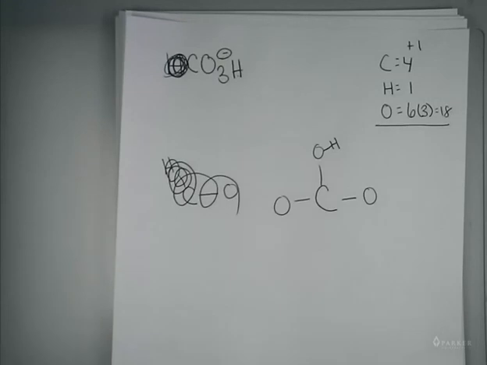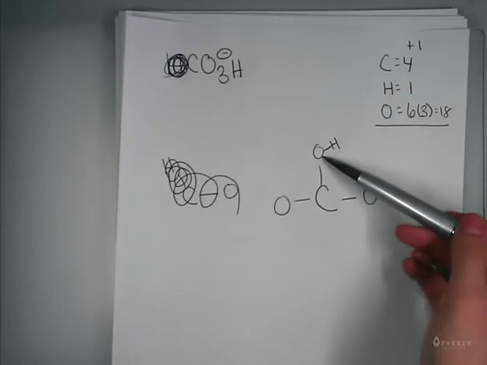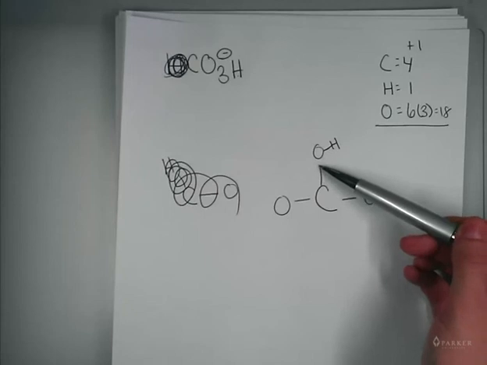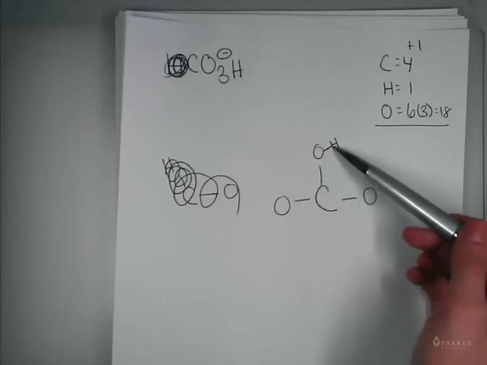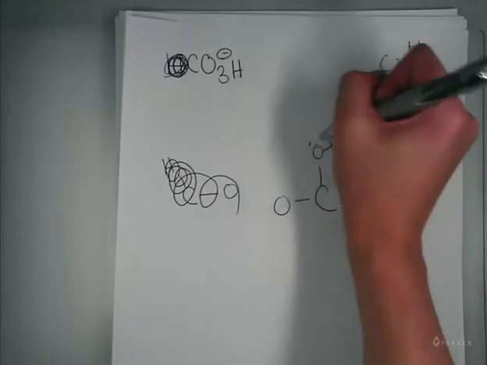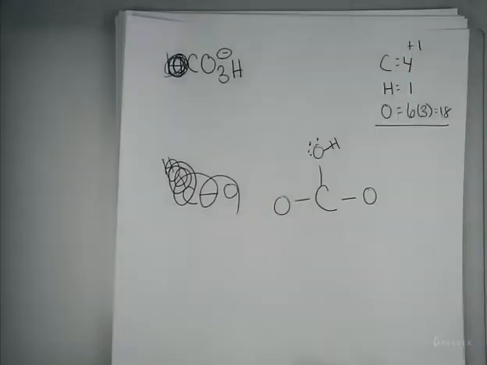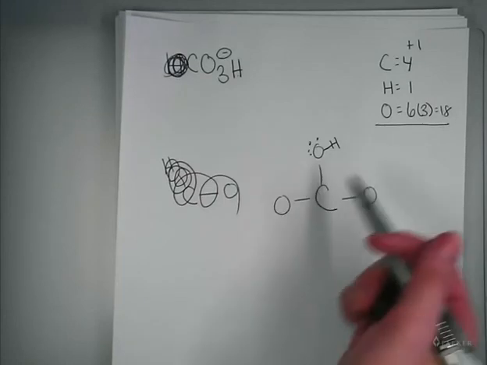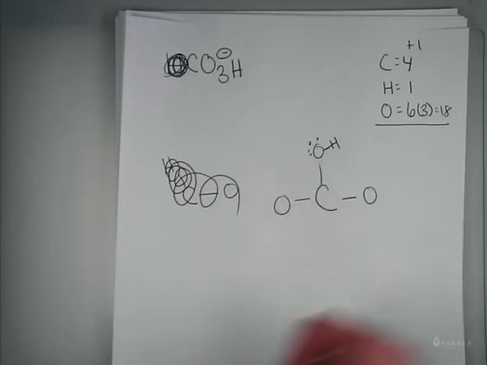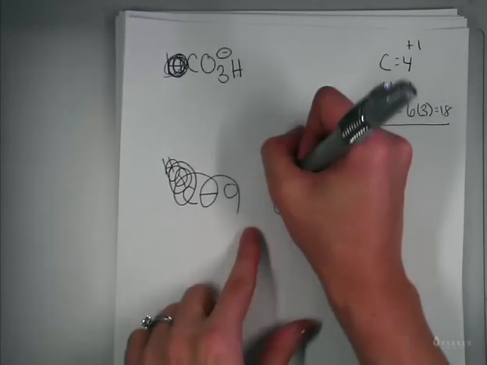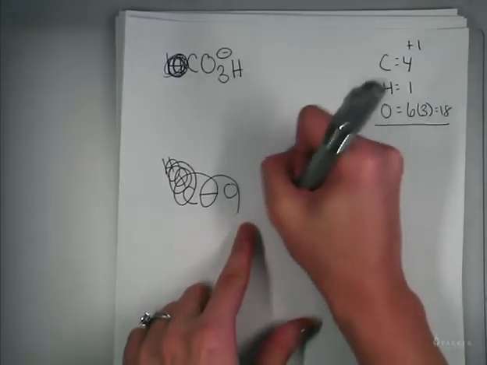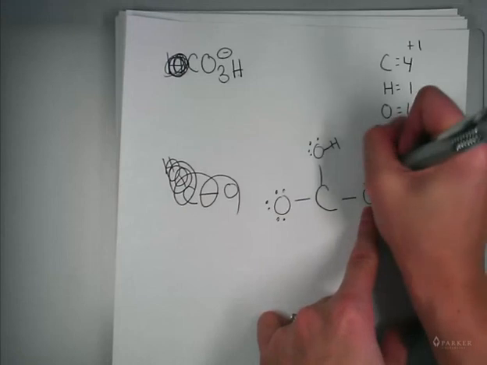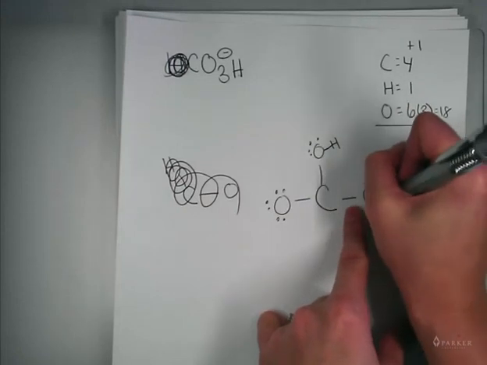Okay, so let's look at this. This oxygen here, how many total electrons does it have around it? 4. 1, 2, 3, 4. So how many more does it want? 4 more. 2, 3, 4. What about these oxygens? Has 2 total, so it needs 6 more. And the same for this one here, also needs 6.